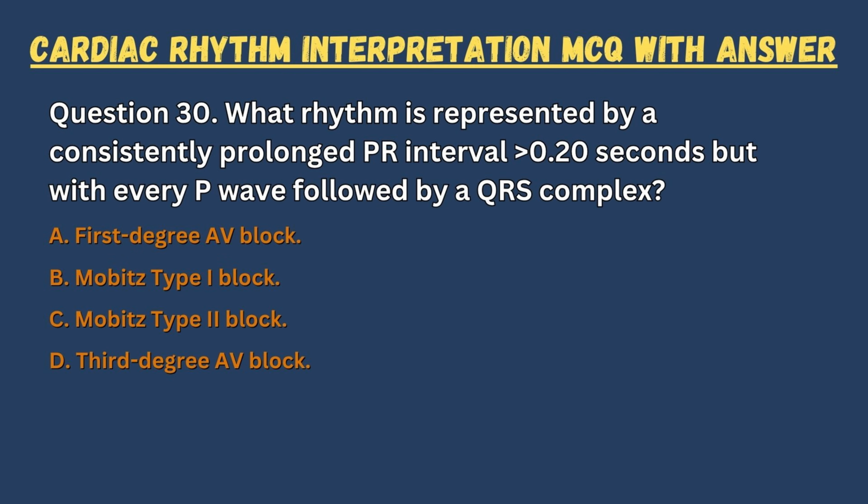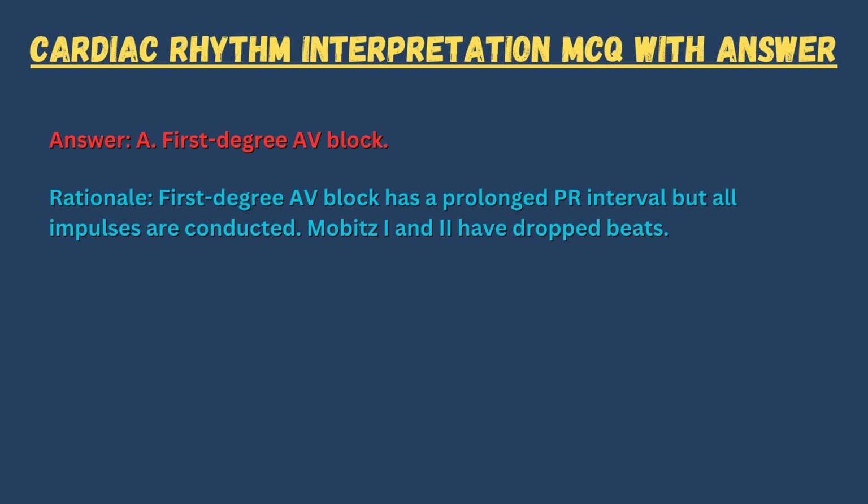Question 30. What rhythm is represented by a consistently prolonged PR interval greater than 0.20 seconds, but with every P wave followed by a QRS complex? A. First-degree AV block. B. Mobitz type 1 block. C. Mobitz type 2 block. D. Third-degree AV block. Answer: A. First-degree AV block. Rationale: first-degree AV block has a prolonged PR interval, but all impulses are conducted. Mobitz 1 and 2 have dropped beats.